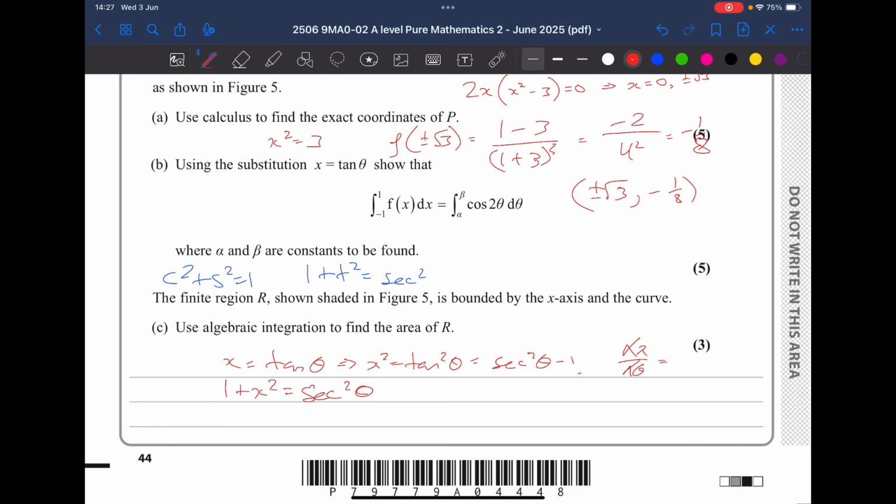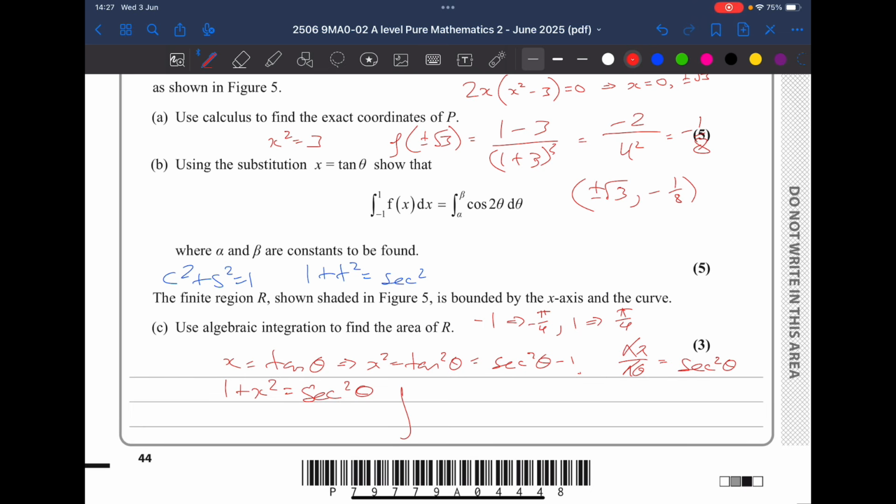So differentiating tan, what do we get? We get sec squared theta. And let's look at our limits. If tan is equal to 1, what do we have? It's going to be equal to pi on 4, and negative 1 implies negative pi on 4, and positive 1 implies positive pi on 4. That's all good. So let's stick everything together then.